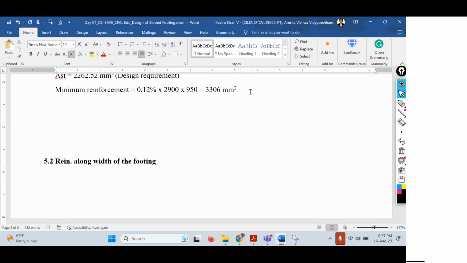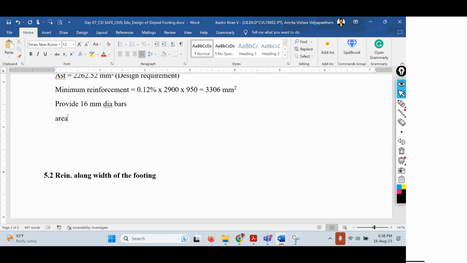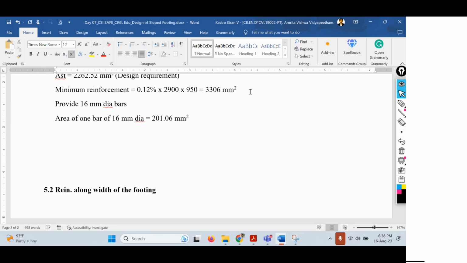So here we have to provide the 16 mm diameter bars. So provide 16 mm diameter bars. So area of one bar of 16 mm diameter equals to pi by 4 into d square, where d is the 16 value, which will become 201.06 mm square. Okay. Now let us find out the spacing value. So spacing required equals to area of one bar, that is 201.06, divided by the total area of reinforcement, which is 3306.